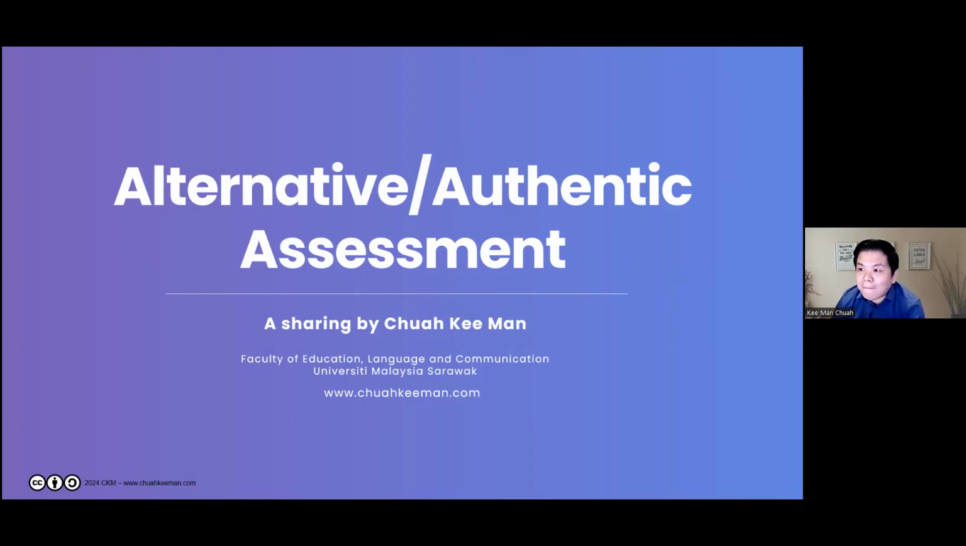Okay. Let's start now. So the general topic given to me is alternative and/or authentic assessment. We'll talk about the slash in a bit. Why is it slash? Why is it not "and"? The kind of distinction between these two? All right. So let me start with this one.